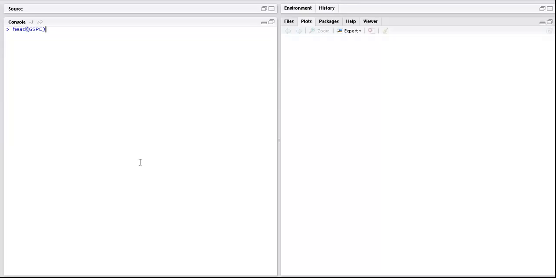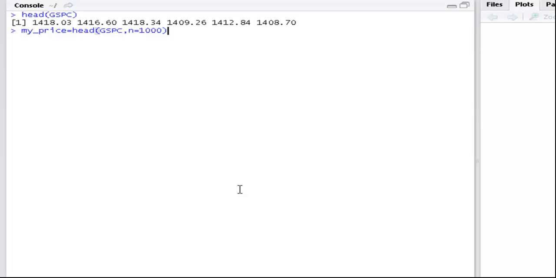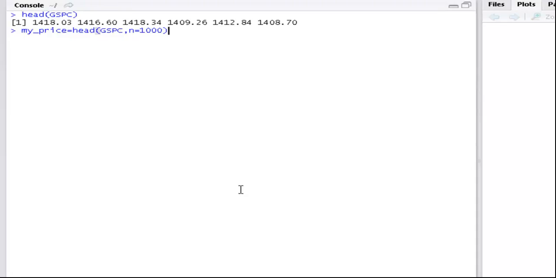We got our data from quantmod last week. So we can see here's the S&P prices. So I'm gonna load in 1,000 days worth of data. So the top 1,000 days, most recent 1,000 days worth of data into my price.